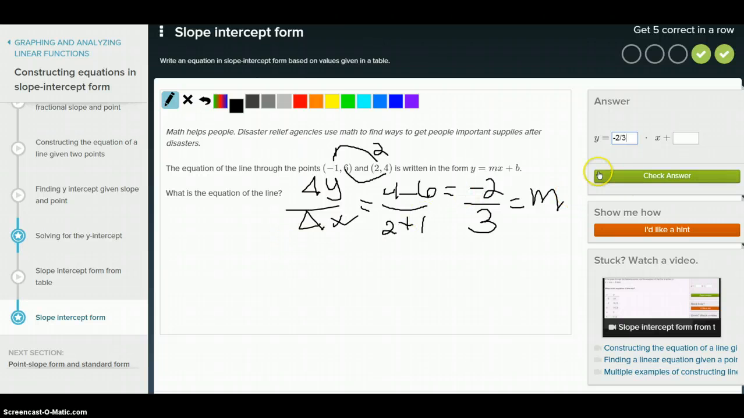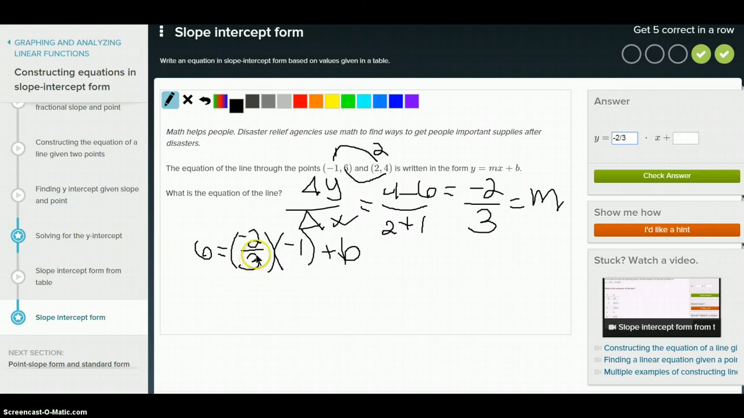Alright, now we're going to plug in to one of these points. Let's plug it into point 1 this time. So we have our y value of 6, so y equals mx plus b, so 6 equals, and then we'll plug in the m value for negative 2/3, and then we'll plug in our x value for point 1, which is negative 1, and then plus b.